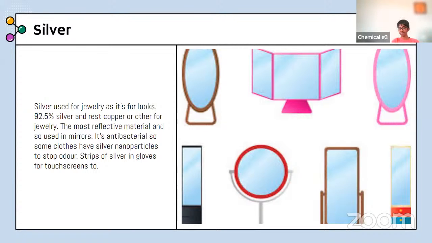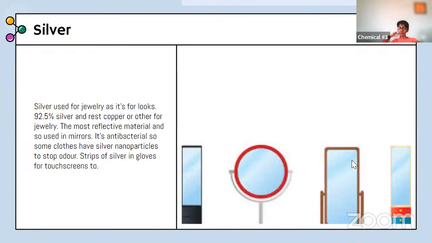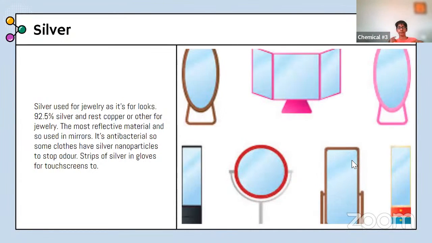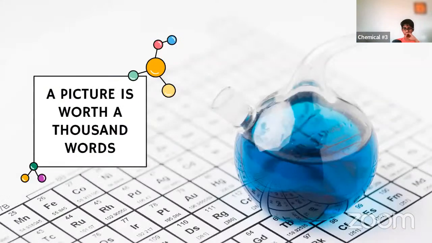Manufacturers use a complicated process to put glass and silver together to create a mirror. And it's also antibacterial, like I said. So some clothes have silver nanoparticles to stop odor. And strips of silver are also put inside gloves, so you can use your touchscreens without taking off your gloves. So that was it.